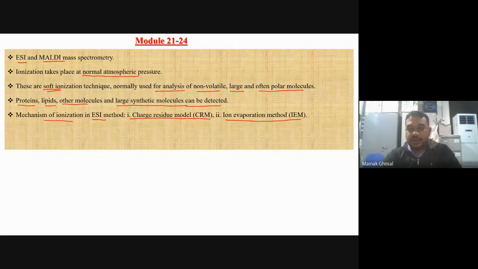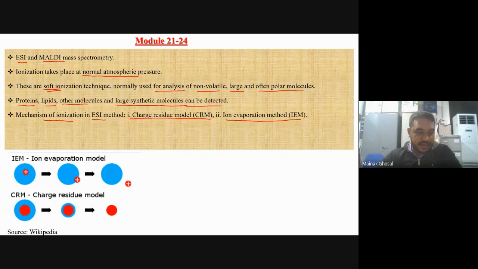So the same thing is told in two different ways: one is the charge residue model and another is the ion evaporation model. You can see here that in the ion evaporation model, the ion is just going out, leaving the solvent. And in the CRM, the charge residue model, your large droplet gets divided into small droplets, which are again divided into smaller droplets. Finally, when the last molecule of the solvent evaporates, you are left with only the charge.